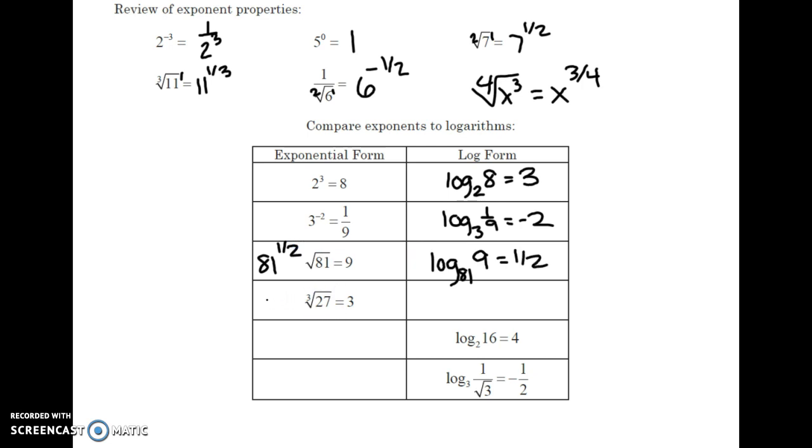Okay. Same thing here. I've got to convert it. So it'll be 27 to the 1/3 power. So then my base is 27. And I switch the 3 and the 1/3. Whoops, I put a 2. Sorry.